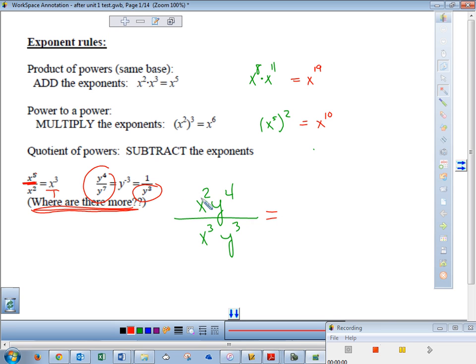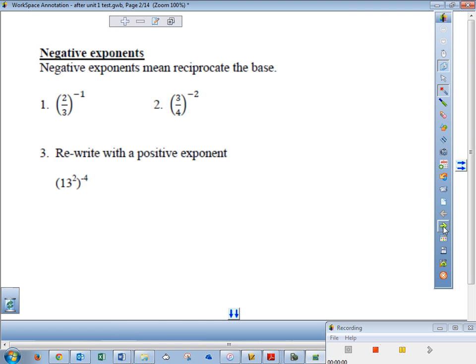So let's do that to this guy right here. There's x's and y's. X's, there's 1 more downstairs, because there's 3 down there, and there's 2 up here. Y's, there's 1 more upstairs, so that's what that would simplify to.